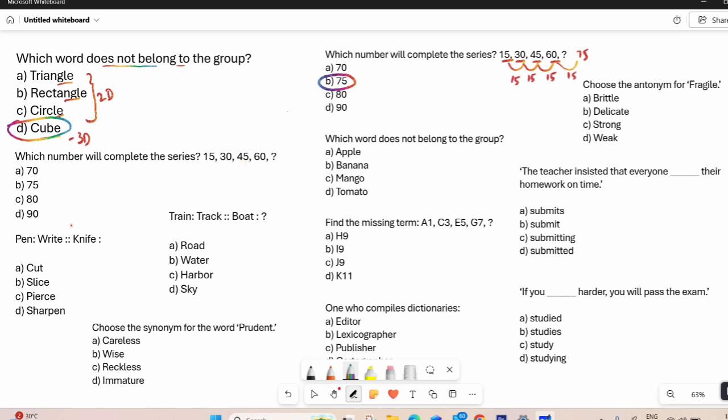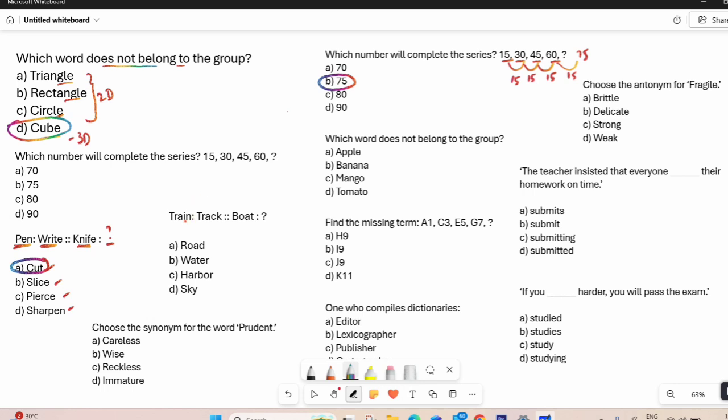Okay, so the same question. Here we can take pen, write, knife, what? So here the pen is used for writing and knife is used for cut, slice, pierce, then sharpen. So here cut is the correct answer.